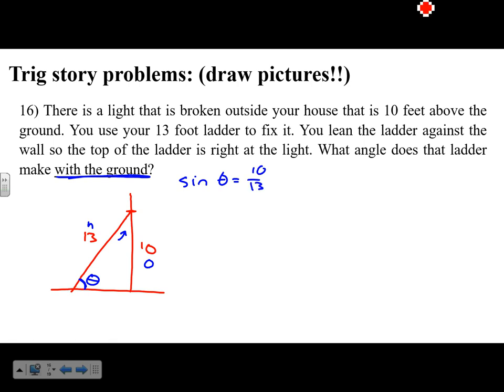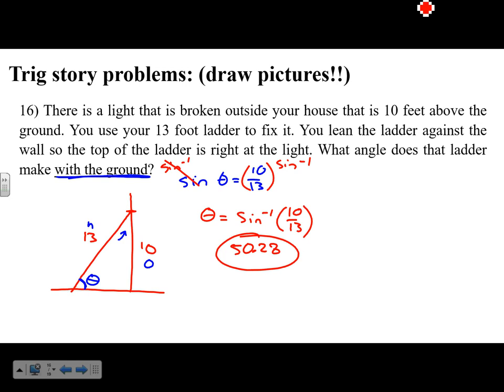And again, from here, we're doing the inverse sine of these. So that cancels. My theta is equal to the inverse sine of 10 over 13. Inverse sine of 10 divided by 13 is 50.28. It doesn't tell you what to round to. Again, my general rule of thumb is to go to 2 decimal places if it doesn't tell you to. But I'm not going to be too finicky or too nitpicky about that.